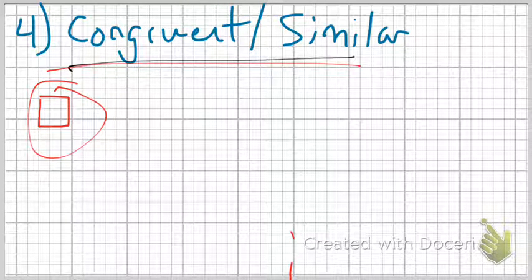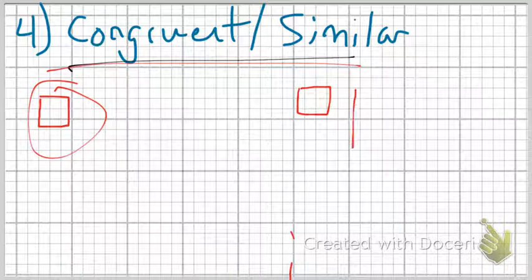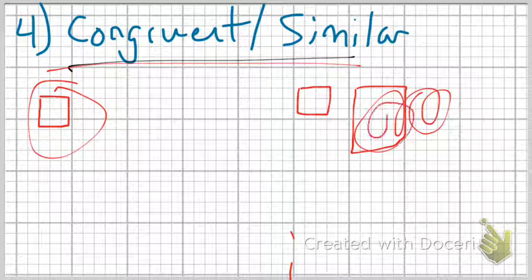Alright, similar things. Similar things are almost the same thing. They look similar, but they're different in some ways. Something is the same, something's different. So there's a square and then another square, and those two are similar. Why are they similar? Because they're both red squares, but this one is bigger.